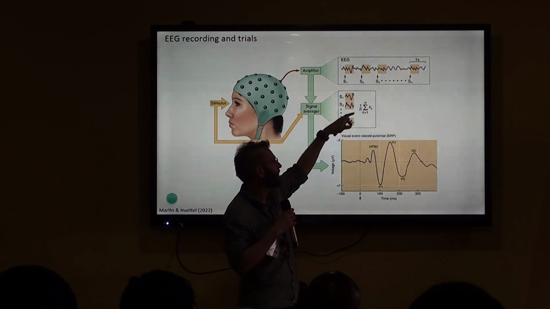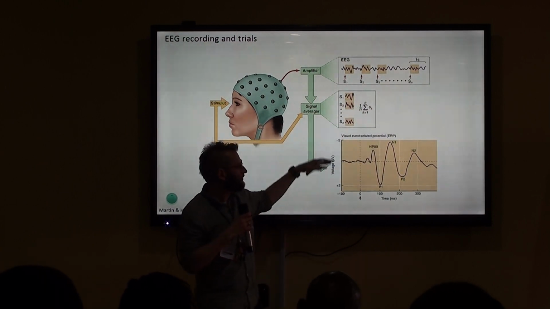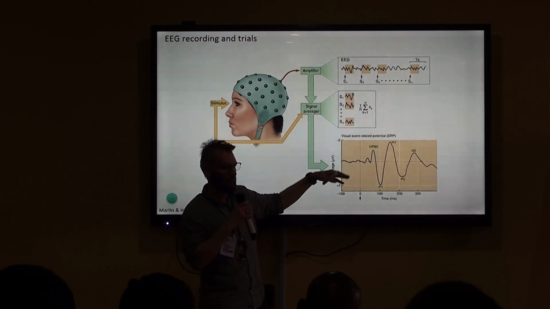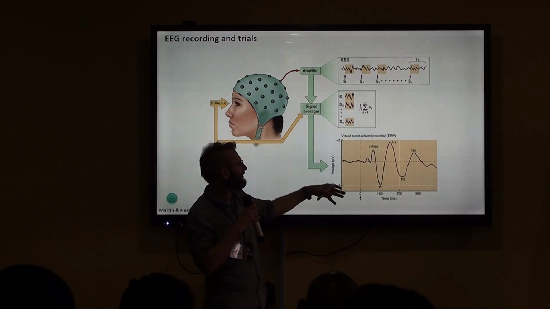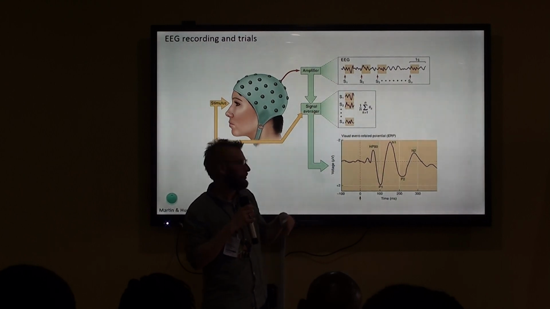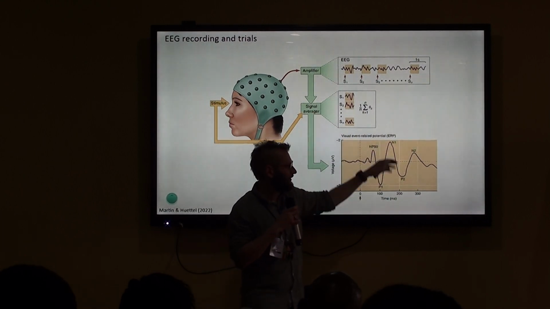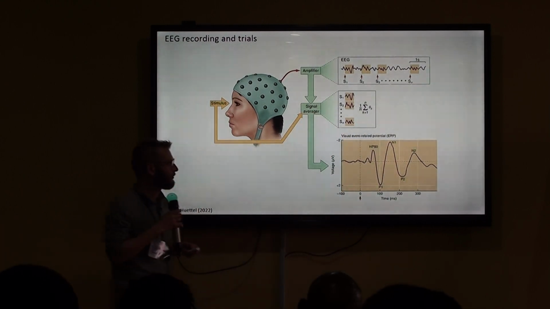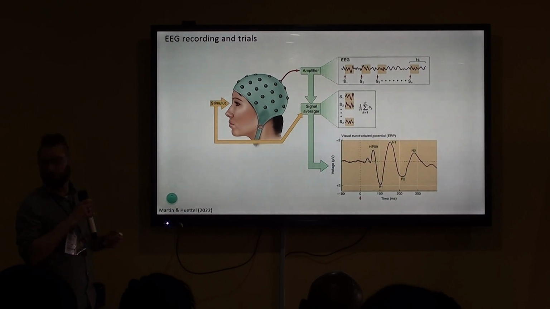So stimulus 1, 2, 3. Then to get the ERPs or the signals out in the end, we would basically average the responses to all the different stimuli, and then we would get this waveform out. So let me see if it comes here.